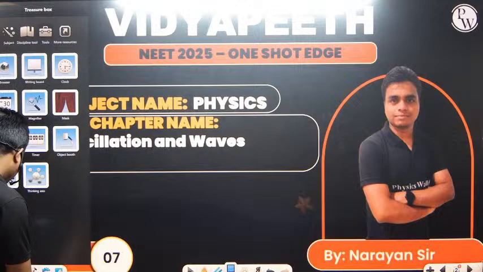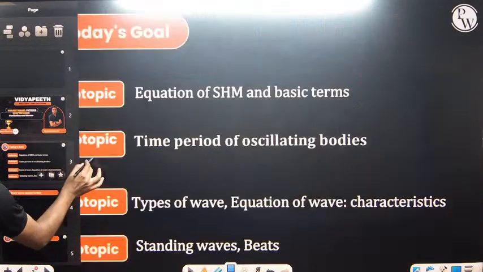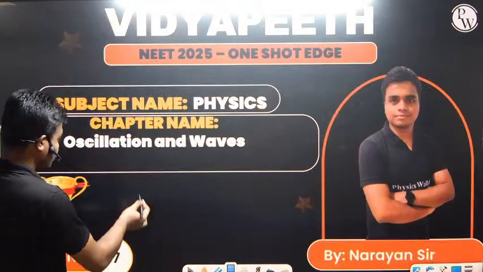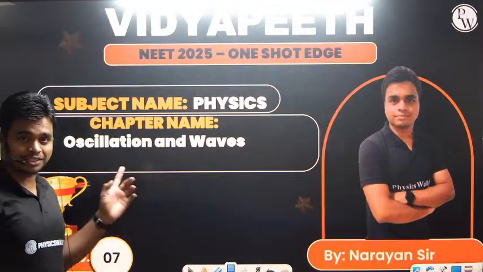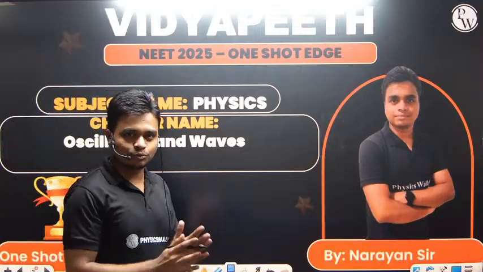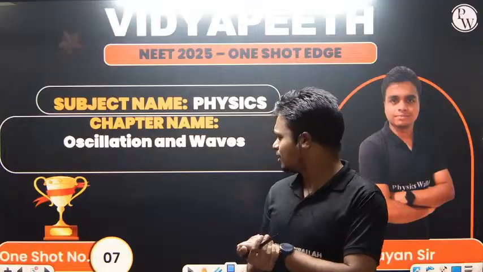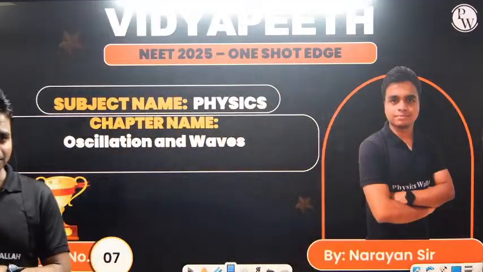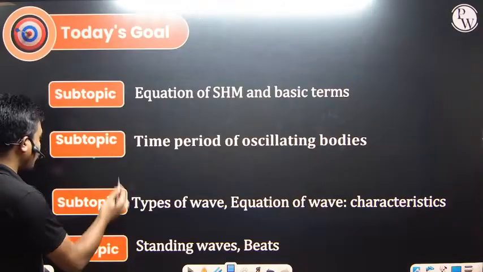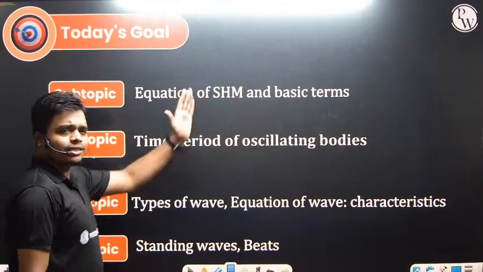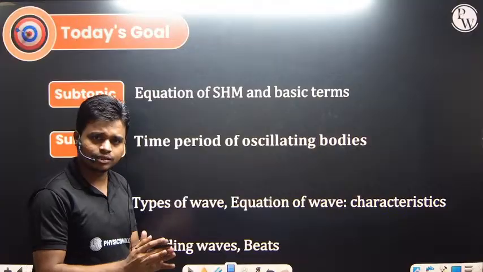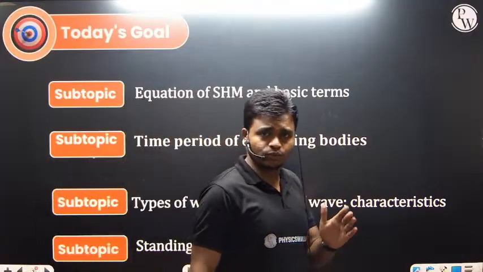So what are the topics? This is not a single chapter, these are two chapters. First is oscillation and second is waves. We have a time of one hour, and we'll try to cover most of the concepts as much as possible. In the oscillation chapter, we are going to discuss the basic terms related to SHM.